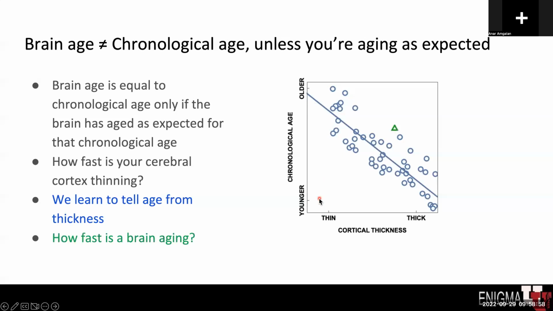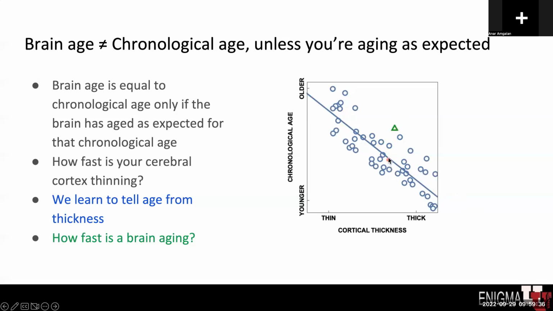Now, what happens if we have new data, let's say in the green triangle, with both a cortical thickness value and a chronological age value? From these two values, we want to decide if the person is aging as expected or not as expected, either faster or slower. From the fact that the green triangle is not on this blue line, we can tell that they're not aging as expected. But are they aging faster or slower?